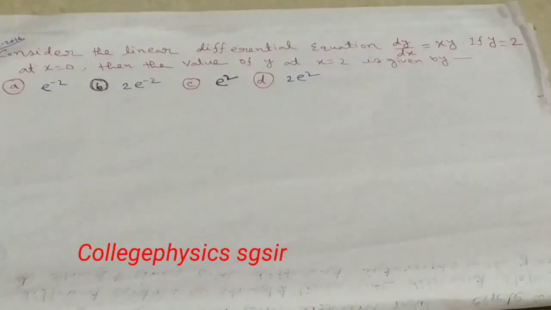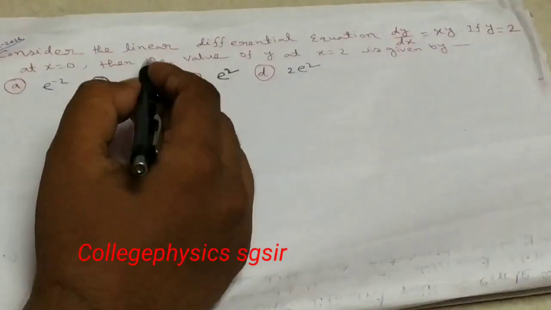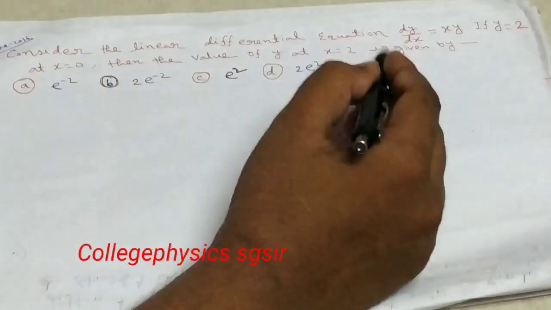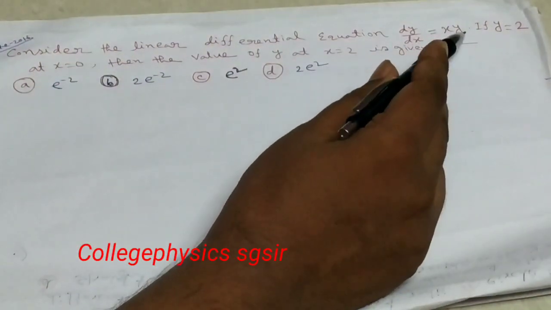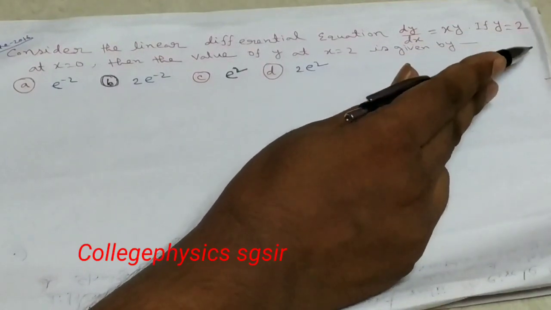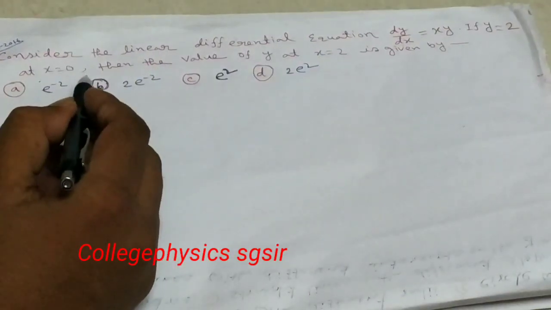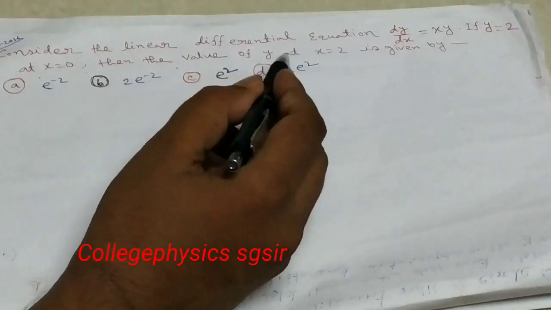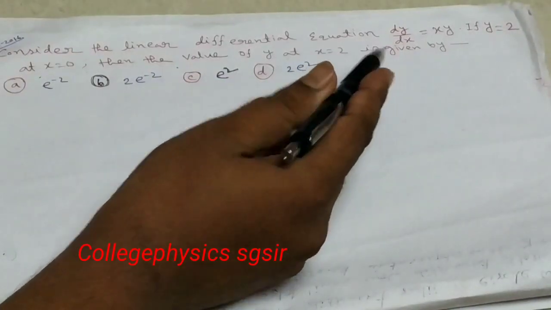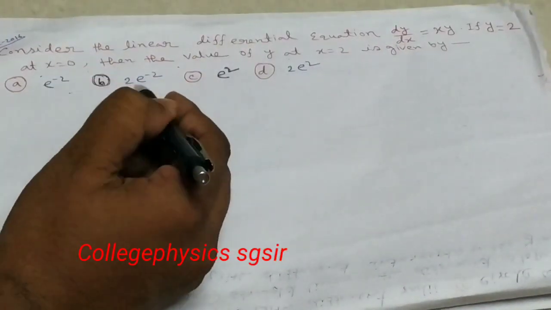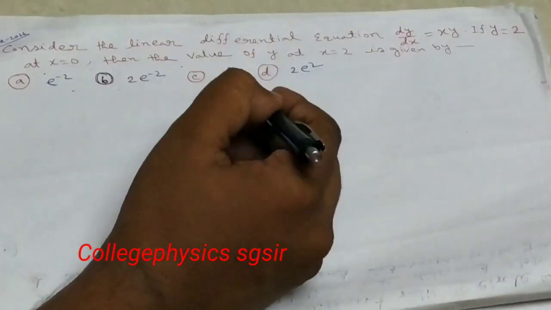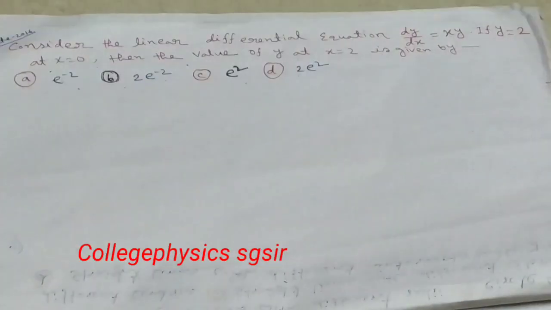Now we discuss another problem from GATE 2016. The problem is: consider the linear differential equation dy/dx equals xy. If y is equal to 2 at x equal to 0, then the value of y at x equal to 2 is given by e to the power minus 2, 2 e to the power minus 2, e square, or 2 e square. Now we solve this equation.